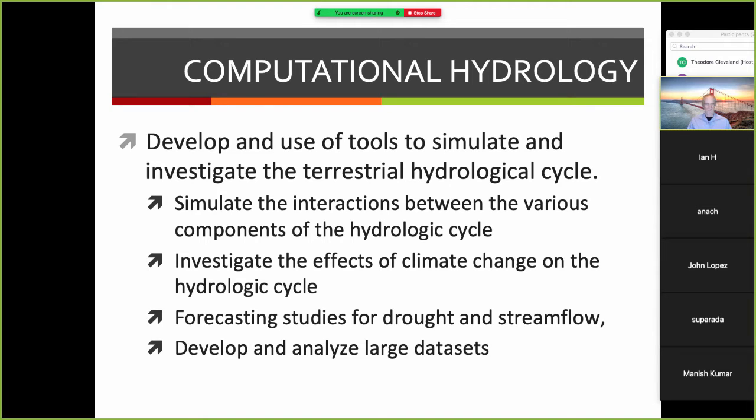In our case, since our main driving force is going to be the precipitation signal, I don't intend to spend much time in the atmospheric part of the hydrologic cycle other than stipulate that we get rain from it and we evaporate back to it. So the main investigation of climatic change is what happens if rainfall behavior changes. How does that affect things? Forecasting studies for drought and stream flow, and analyzing large data sets. So with any luck, we'll get to do all 4 of those things this class.